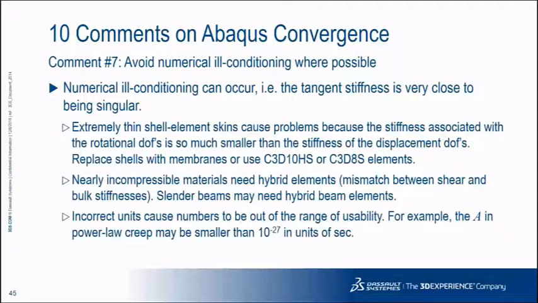Abaqus actually forces you to do this, or to consciously override the error message that is generated if you try to use regular elements with nearly incompressible materials. Slender beams may need hybrid beam elements because of the big difference between the bending and the axial stiffness. And you want to avoid putting floating point numbers into an Abaqus model that are out of the range of the understanding of the Abaqus code. Abaqus is not programmed to understand arbitrary floating point numbers. There's a range that it needs to use.